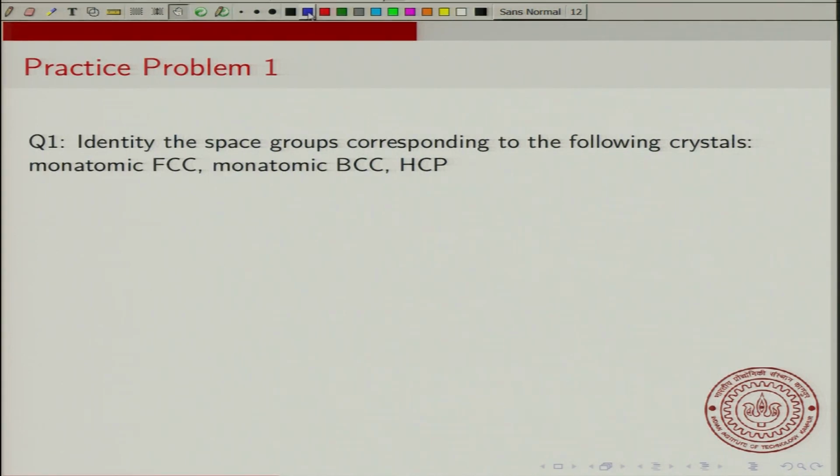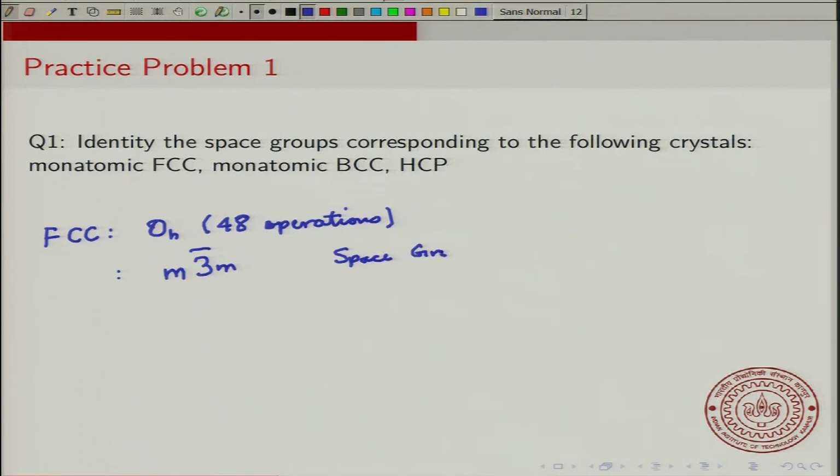So, let us start with the monatomic FCC. Now, the short form of the point group. The point group we already saw was octahedral, with 48 operations. It's a cubic crystal system, and the point group had the notation m3̄m. So, now the space group in this case is just F m3̄m. In other words, there are no additional glides, glide reflections or screw axes. So, the space group notation is just F m3̄m.